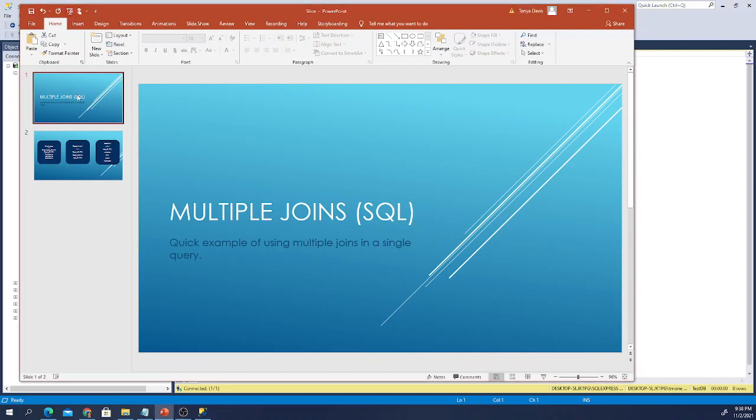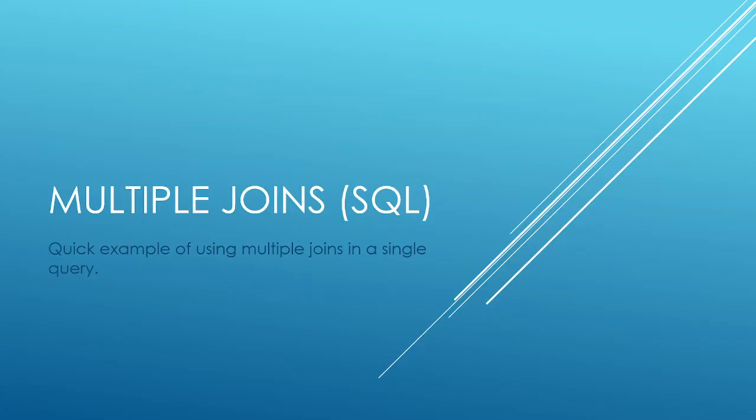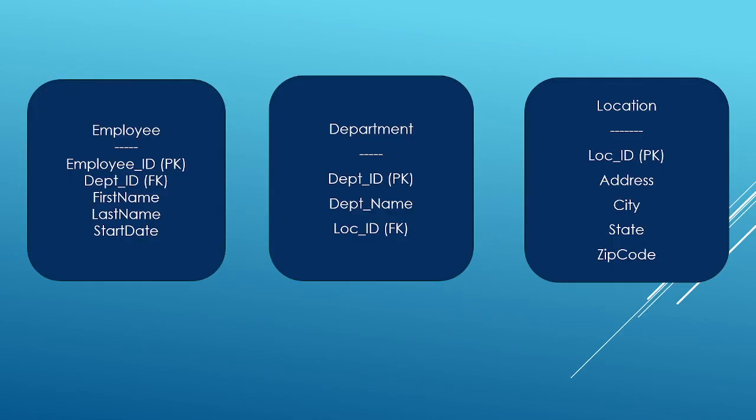Okay, so what we are going to look at is multiple joins in a SQL statement. This is just a quick example of using multiple joins in a single query. And the tables that we're going to use is the employee table.